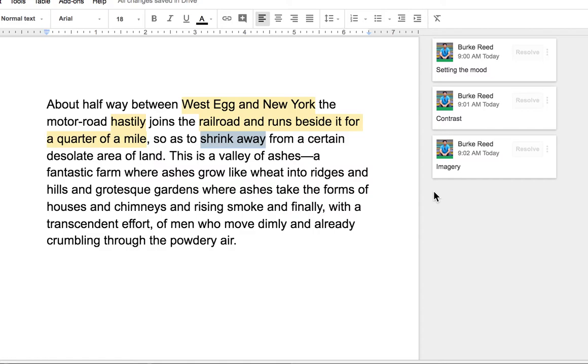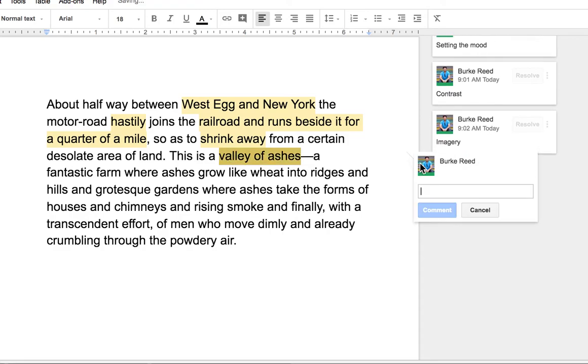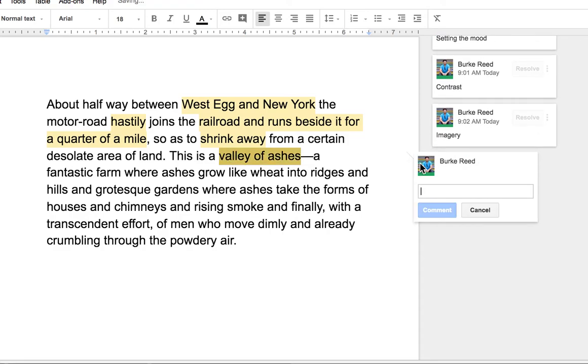Just going through my notes here because there's quite a lot. All right, so this is the Valley of Ashes, a fantastic farm where ashes grow like wheat. Okay, well, before I get into the sound devices here, let's talk a little bit about, again, the Valley of Ashes. We have also the desolate area of land here, so we're going to have this very strong use of imagery. But the Valley of Ashes is interesting because there's a lot more that you could do with this.